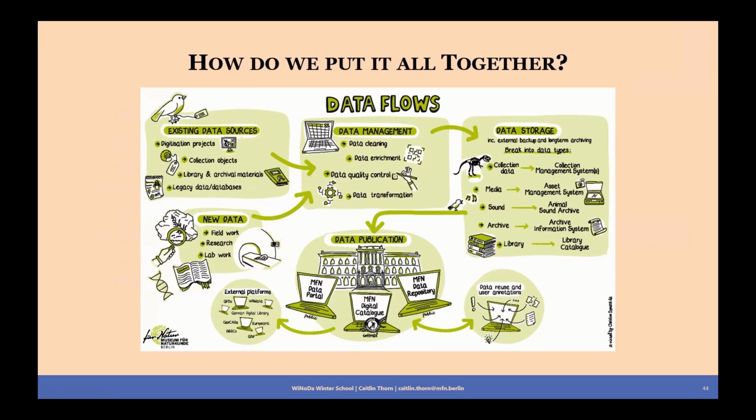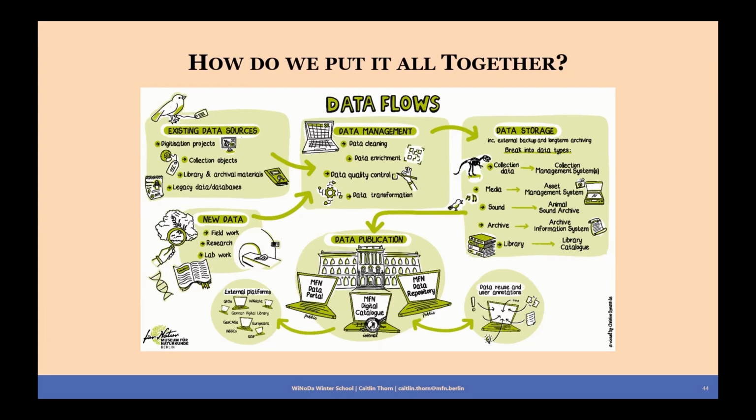So how do we put everything together? Well, this is an example of our data flows at the Museum für Naturkunde. It's a very broad, generic example, but we start with our existing data sources, such as our digitization projects or collection objects. We also have new data from the field or research, and then we do some data management. So, data cleaning, data enrichment, quality control, and transformation.